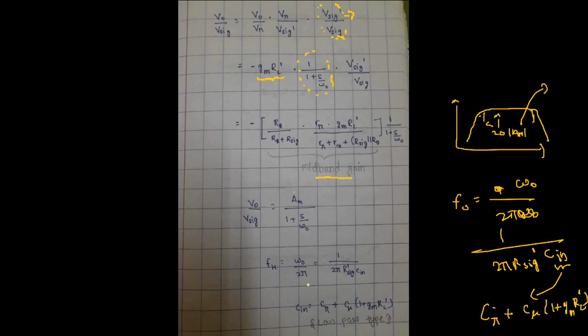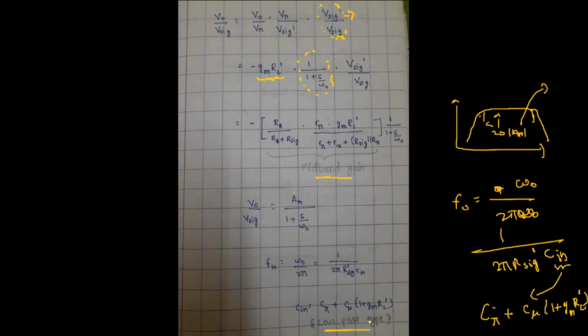So this particular gain that I have is of a low pass type due to the presence of these capacitances. So what is a low pass filter? A low pass filter is when lower frequencies are allowed to pass through and higher frequencies are just obstructed.